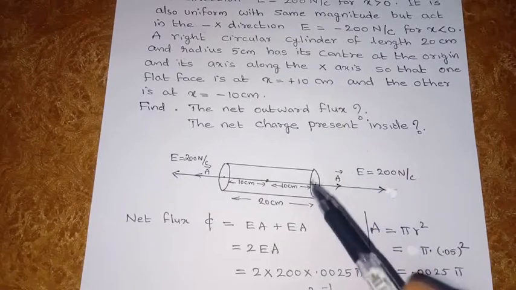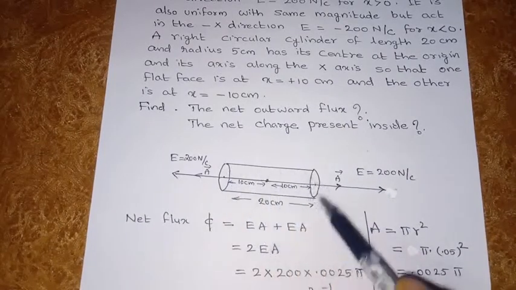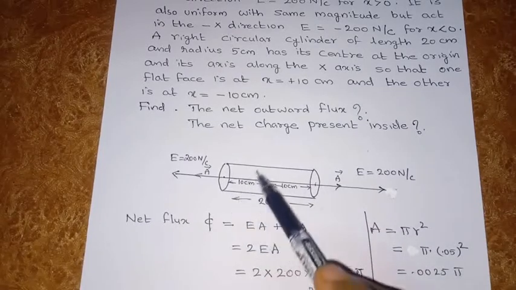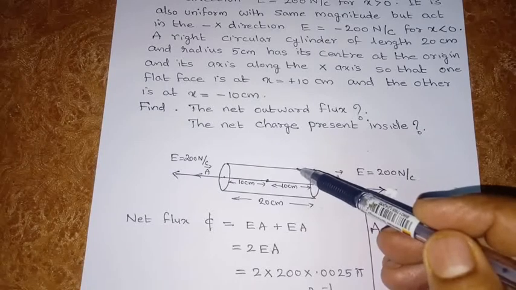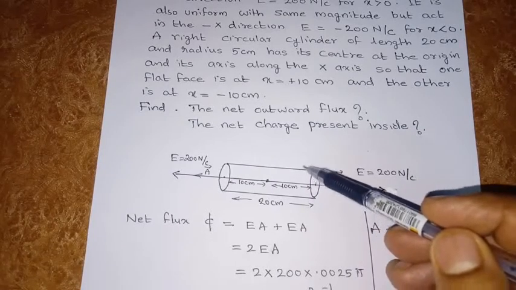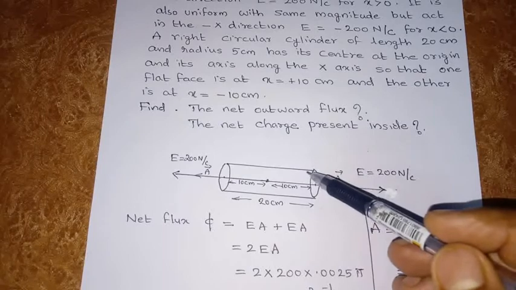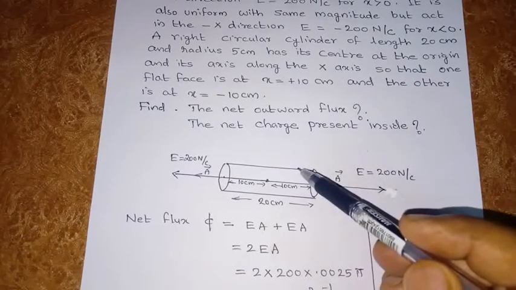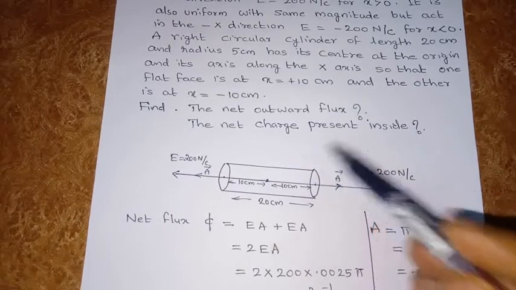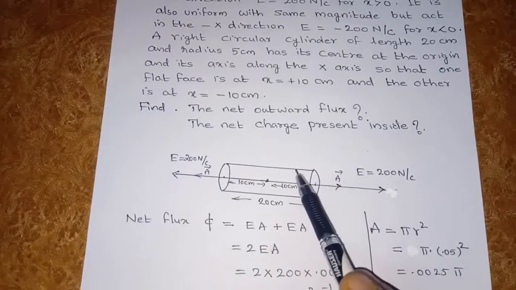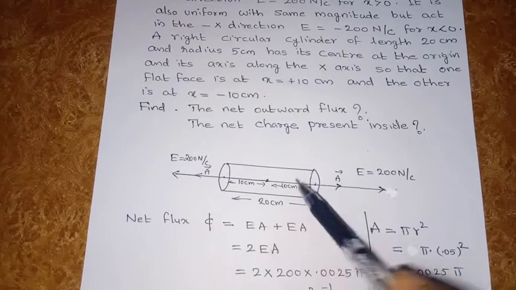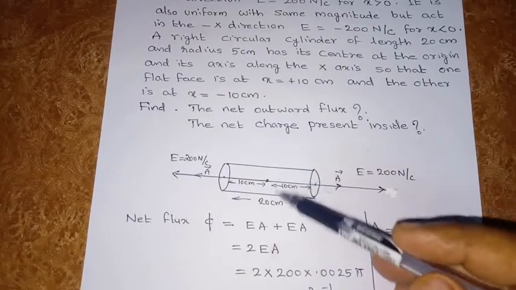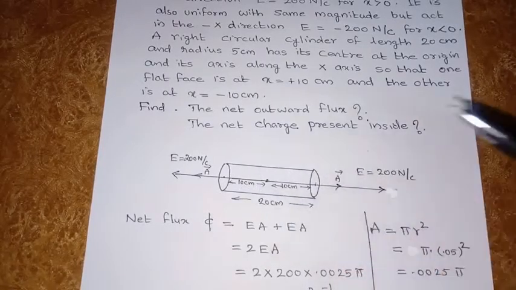Okay. Now let us consider this as a Gaussian surface. There are two end surfaces and one curved surface. Look at the curved surface. If I take any elemental area here, the electric field and area vector will be perpendicular to each other, because the area vector will always be perpendicular to the surface. The electric field is in the x direction or minus x direction. Therefore, the electric field and area vector are always perpendicular. Therefore, the flux contribution through the curved surface will be 0.